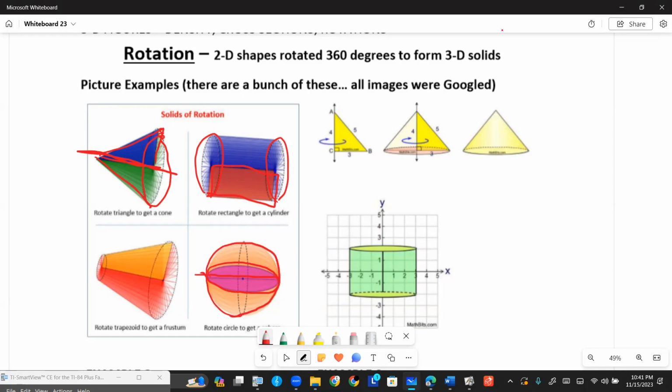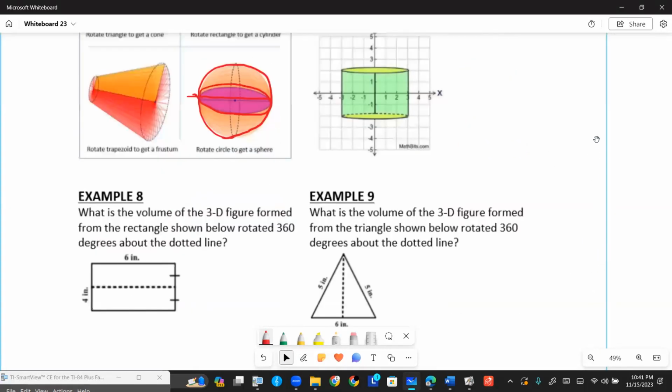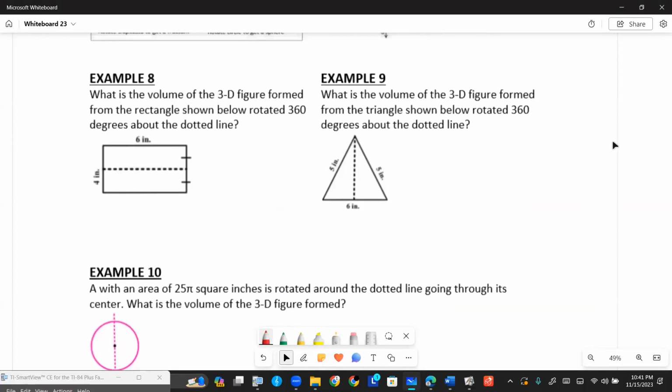A couple other different diagrams here to help you visualize. You can spin this right around here and get your cone. You can spin this rectangle and get your cylinder on the coordinate plane. So lots of different options here. Let's look at these three examples down below.